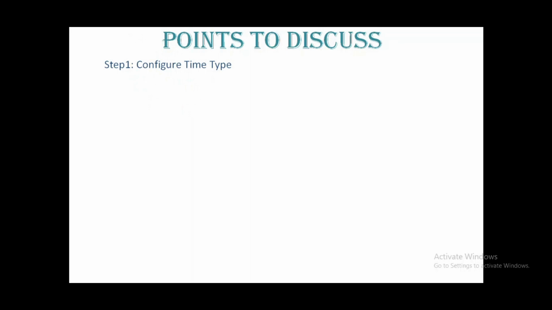First step of configuration, we have to configure the time type. Let me just tell you what the time type means. Time types classify the attendance type. Then the second point of configuration is the time type group. Time type group is basically combining the time types as input of your working hours. Then we have to configure two more time types: one is the regular working hours and another is the overtime working hours.